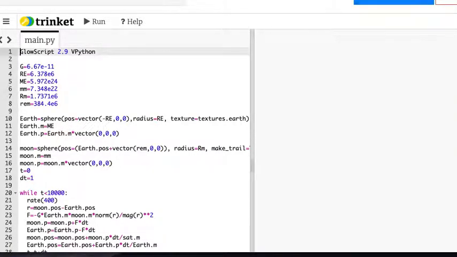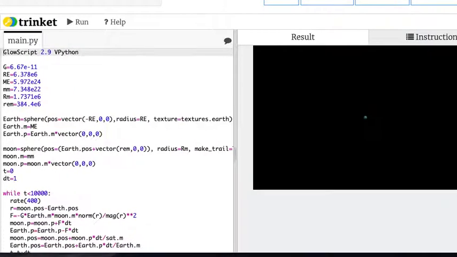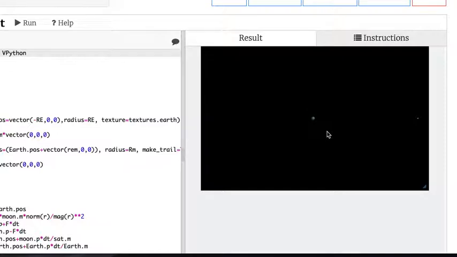Okay, good. Save. And we'll call this, you can't see it up here, but I'm going to call this Earth Moon System. Are you ready to run this sucker? Something cool is going to happen. Look at that. That's the cool part right there.